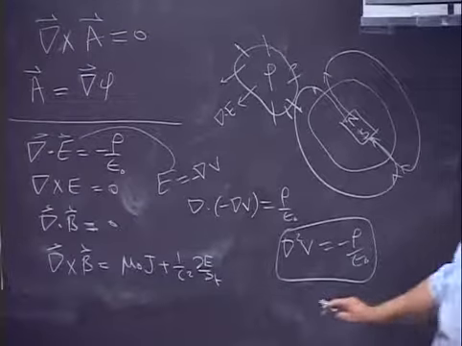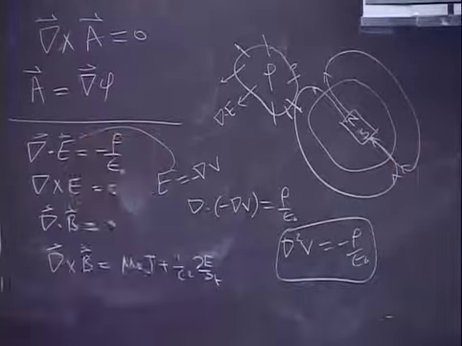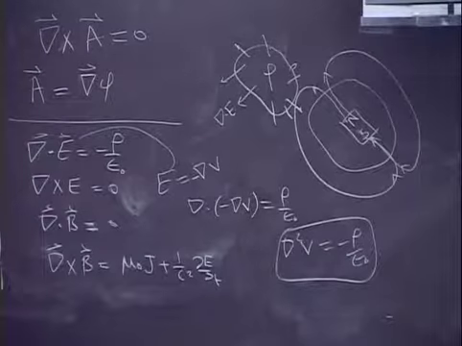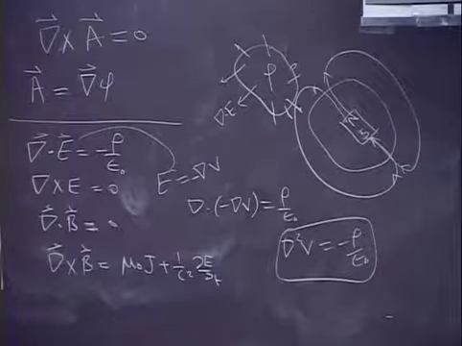Okay, guys. I will stop here and continue next time. But this is just to tell you that if the curl of a vector is equal to 0, this means that this vector can be represented as a gradient of a scalar function. I will continue this next time.